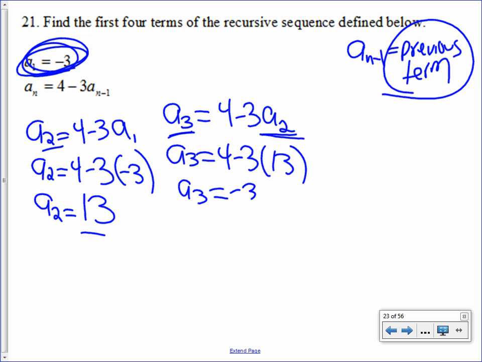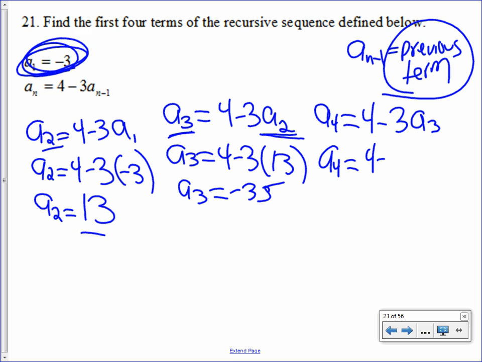Probably get a calculator at this point. I'm a little bit too late. A sub 4 is 4 minus 3. The previous term would be a sub 3. A sub 4 equals 4 minus 3, a sub 3 is negative 35. You can use a calculator if you want. I don't feel like it. That's 109. If I'm wrong, correct it.